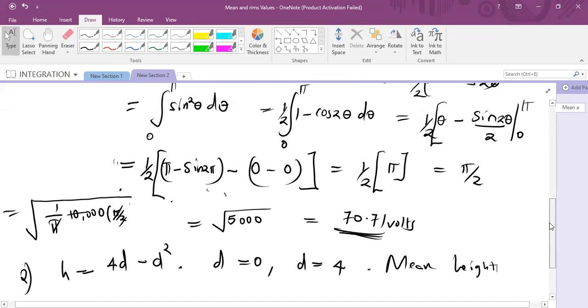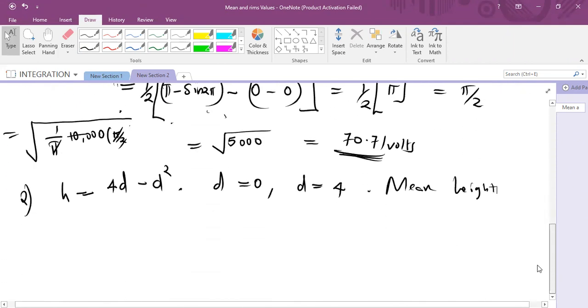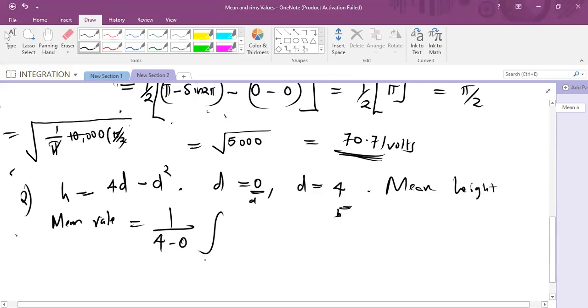So recall, how do we get the mean? The mean is given by 1 over b minus a, integral from a to b of y dx. So our mean value will be given by 1 over b minus a, where b minus a is basically the limit. So here we have 0 to 4. This is our a, this is our b. So 4 minus 0, integral from 0 to 4 of y dx. And what is our y? Our h, because this is what we are looking for.